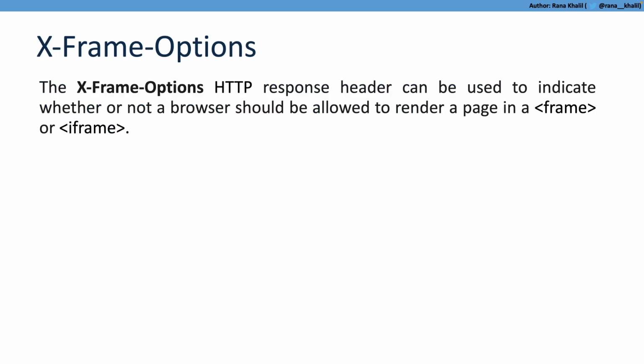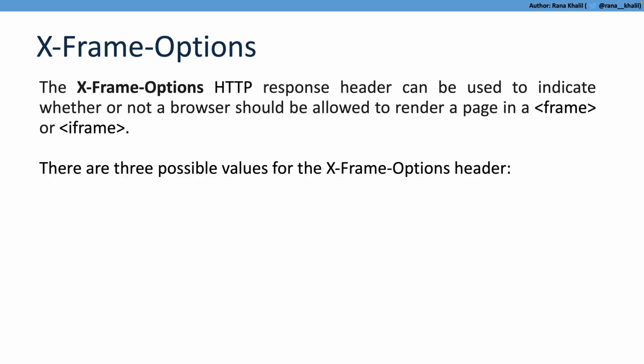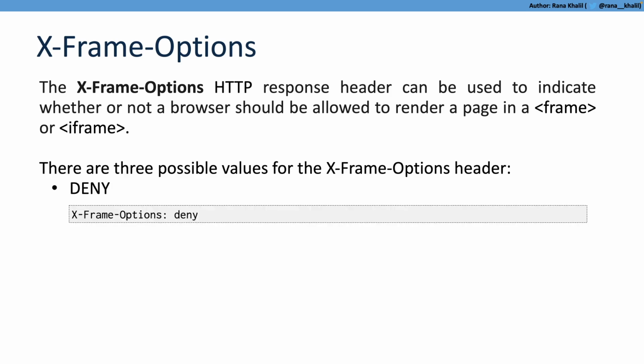We'll start off with the first defense, which is the use of the X-Frame-Options HTTP response header. This header is used to indicate whether or not a browser should be allowed to render a page in a frame or an iframe element. It could be set to three possible values. The first one is deny, which prevents any domain from framing the content of the page. This is the recommended and most secure setting.